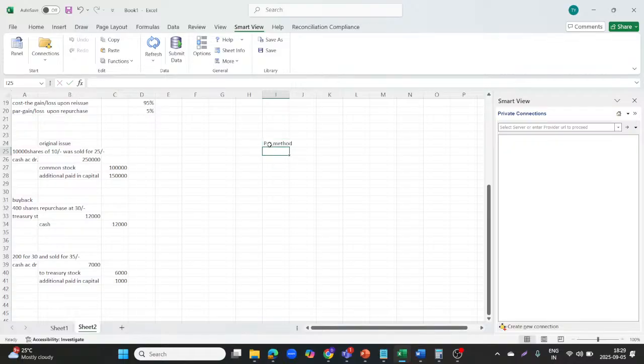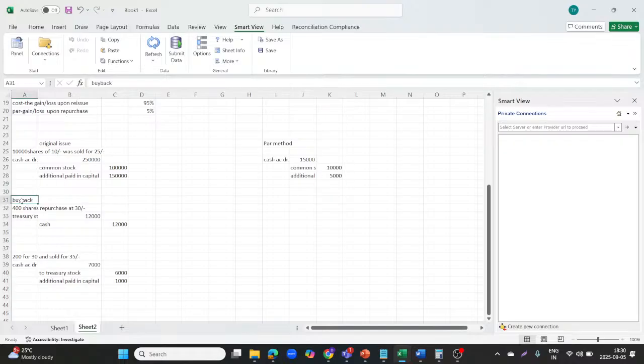Now in this case, suppose 1000 shares were issued at 10 par value common stock, and it was sold for 15. So in that case you will record the entry as: cash account debit, 15,000, because 10 rupees value was sold for 15. Common stock will be credited with 10,000, 1000 into 10, and here 5,000 is your profit, that is additional paid in capital.